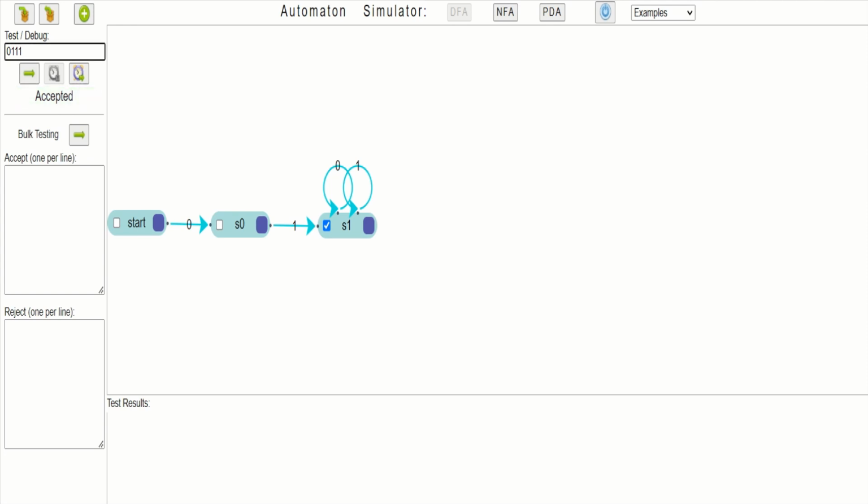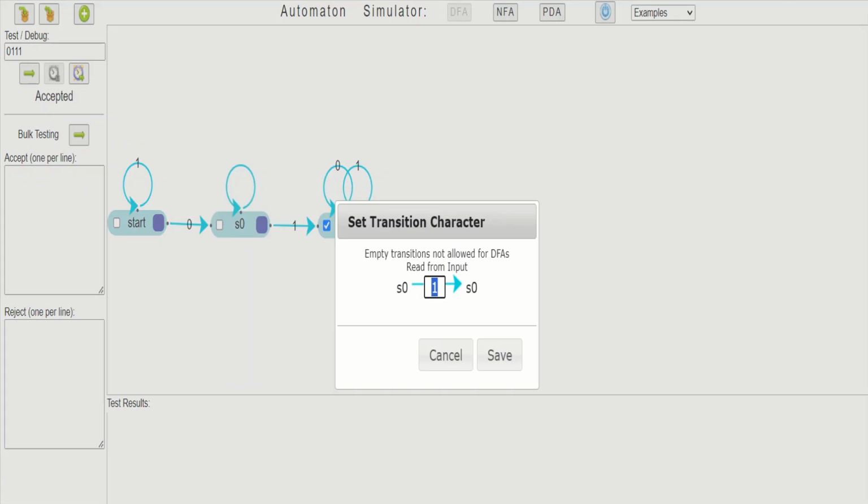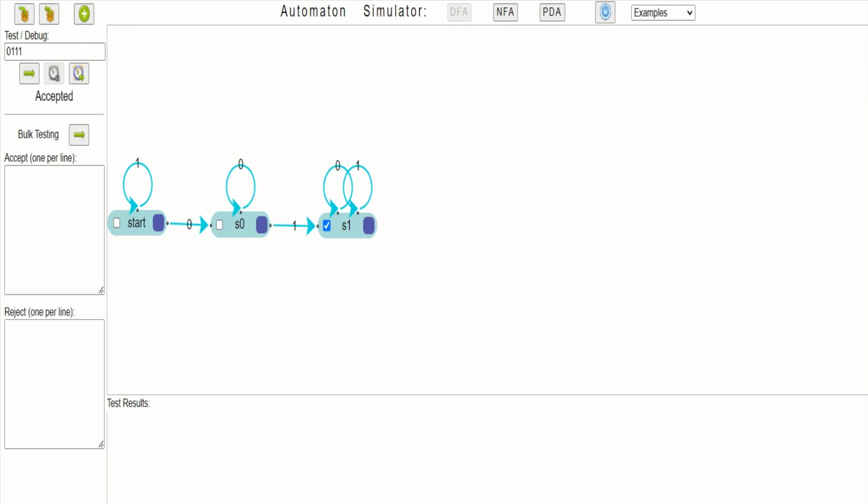Let's check 0, 1, 1, 1. It is all accepted by the language. Hence, in a DFA, every state should have a transition for all its input symbols. So here 0 is an input, then 1 is self looped. And in S1, 1 is given as an input, then 0 is self looped. Hence, this is the final automata and it accepts all the language that we have given to it.